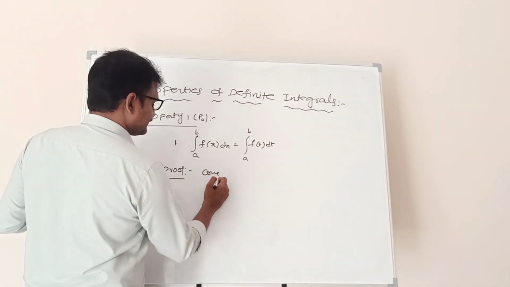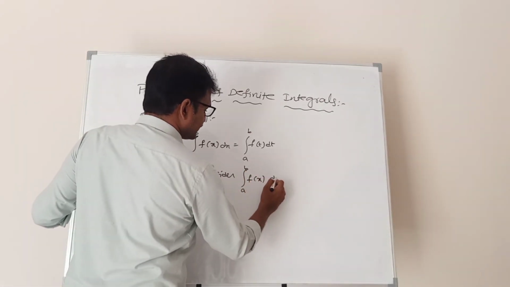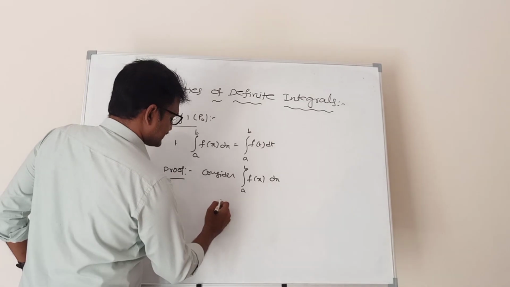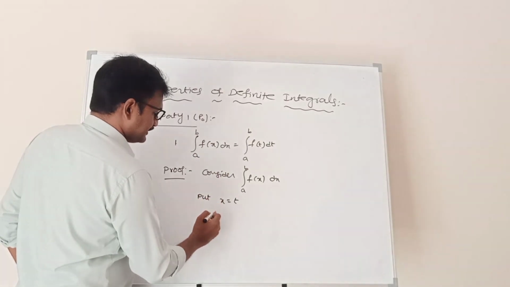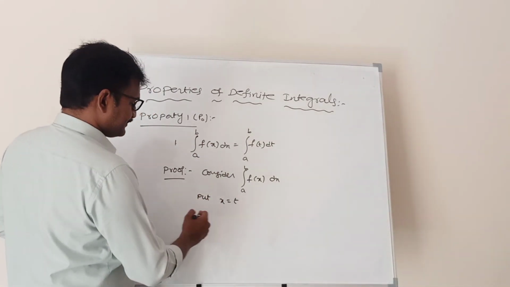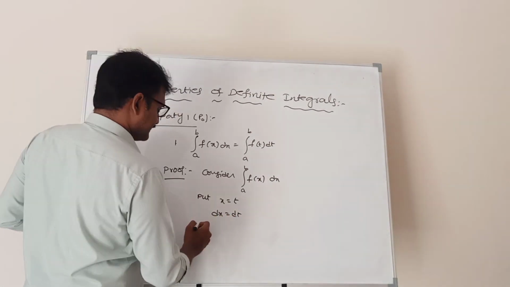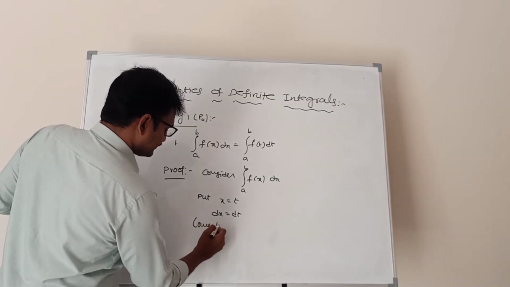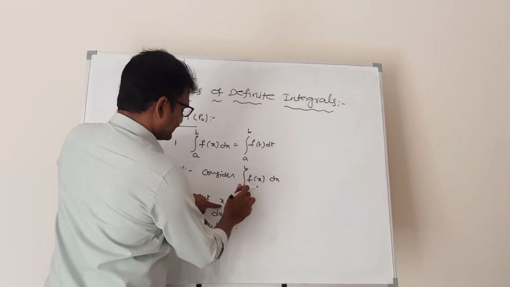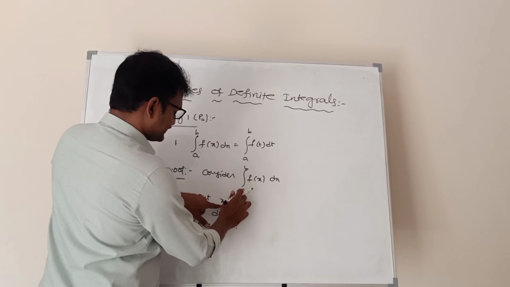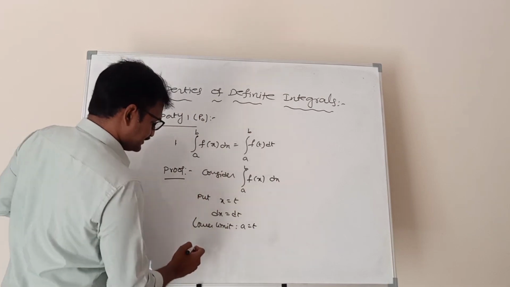Consider LHS, the integration from a to b of f of x dx. In the place of x, put x equal to t. Differentiating with respect to x on both sides, dx is equal to dt. Next, change the lower limit and upper limit also. In the place of x, in the lower limit, how much is there? a. So a is equal to t, that means t is equal to a.